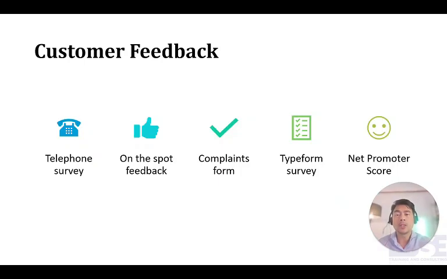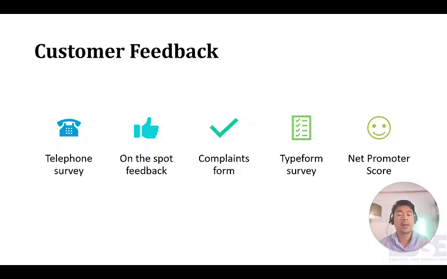This slide talks about customer feedback. So you need customer feedback to identify what projects you would want to initiate or identify which of your processes you need to improve. So there are several ways you can get customer feedback. The first one is you can conduct a telephone survey. Number two, you can have on-the-spot feedback. If there's an interaction with your customer, you can ask immediately for that feedback on the product or service that you have provided.